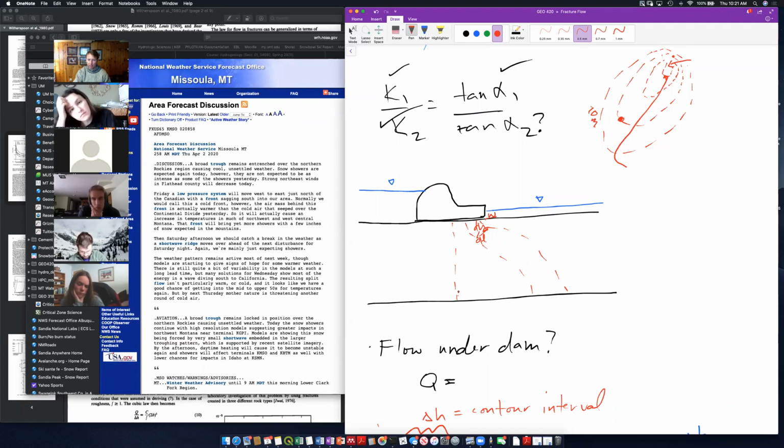Here I've got a really long distance between head contours, so I have a low head gradient. Here I've got a much shorter distance between head contours, so I've got a much tighter head gradient. So I can look right at my point and see the distance along my flow path. I can measure DL, and I know what DH is from my head contours.